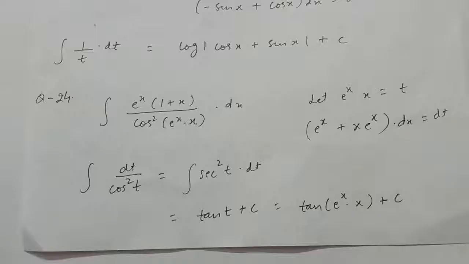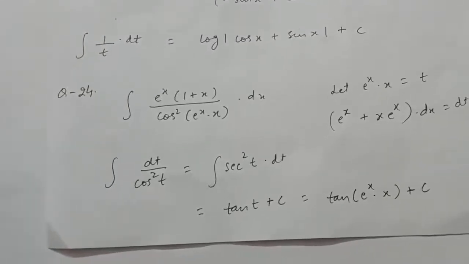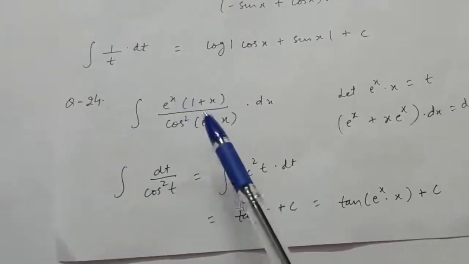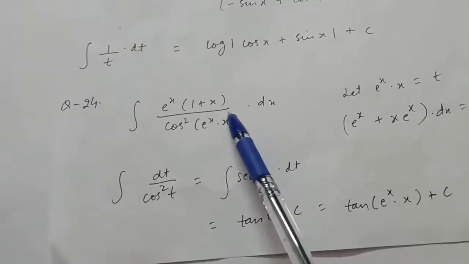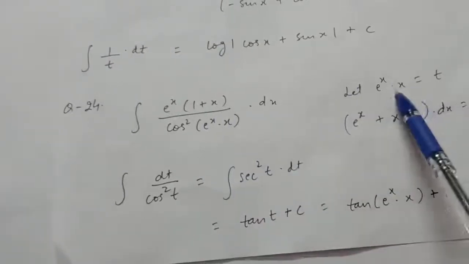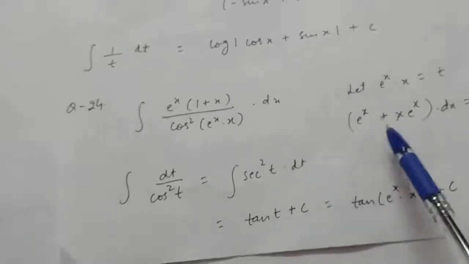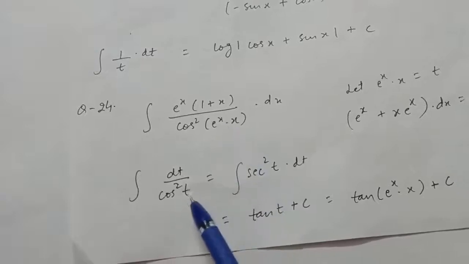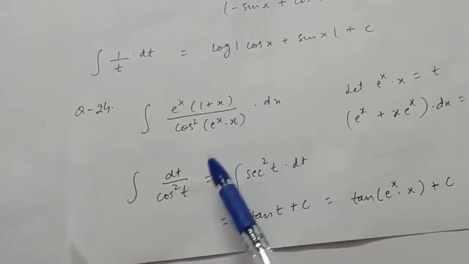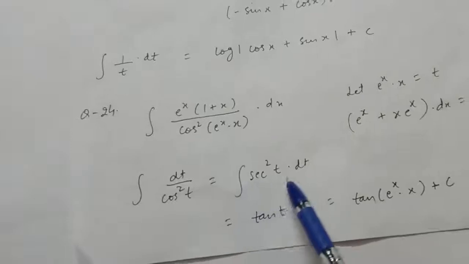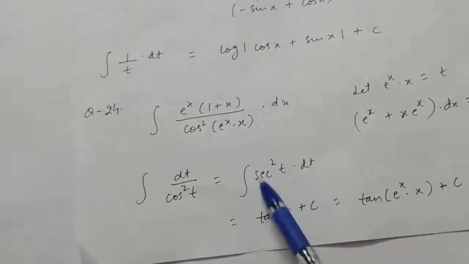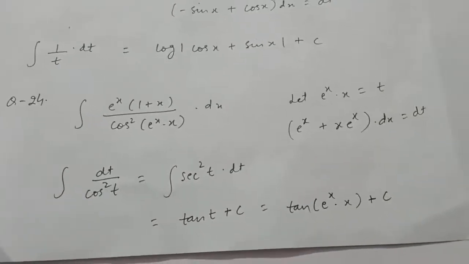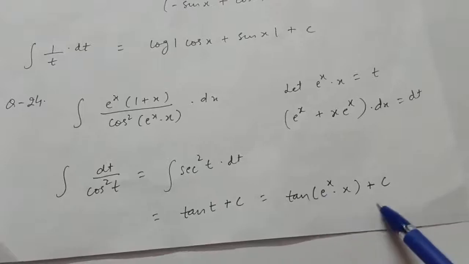Clear? Now question number 24 is e raised to the power x into (1 plus x) upon cos square (e raised to the power x into x). So if we take e raised to the power x into x as t, then the derivative of this is the numerator only, right? So you will get, in place of cos square (e^x x), cos square t, and in place of numerator into dx, dt. So this will be secant square t into dt. Now the integral of secant square t is tan t, and in place of t put e raised to the power x into x, plus c. Clear?